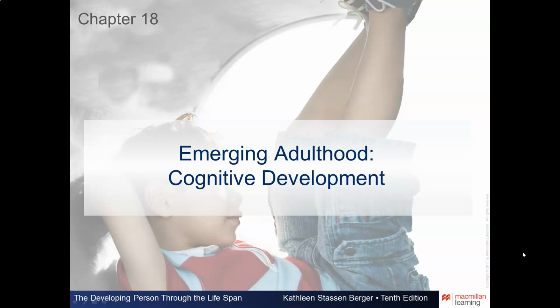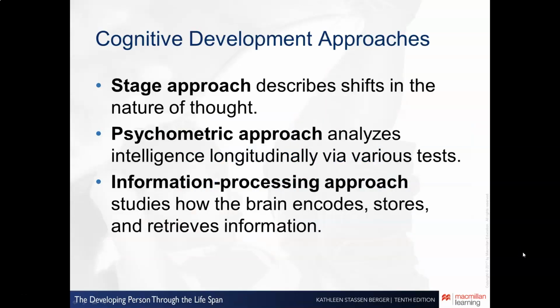In this chapter, we'll discuss cognitive development as it occurs in the phase of development known as emerging adulthood. So, first of all, there are a few terms I'd like you to be aware of. There's one called the stage approach, and that just describes the shifts in the nature of thought, how thinking basically changes during this phase of development.